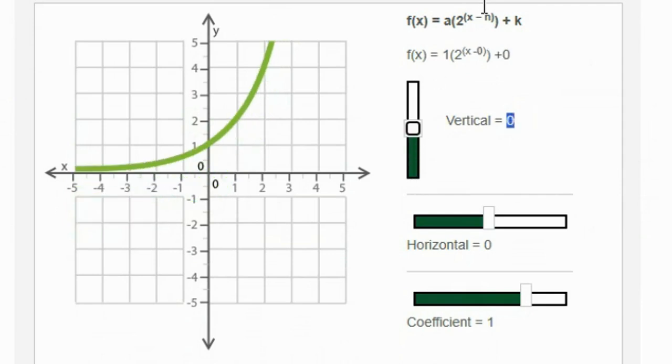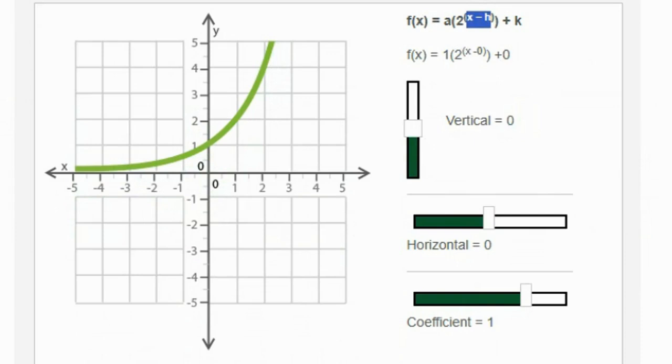Let's see what happens when we change the h. Now, do you remember what happened when we used x minus h in like quadratics and other things? When h was a positive number, which means if h was 3, our equation would say x minus 3.